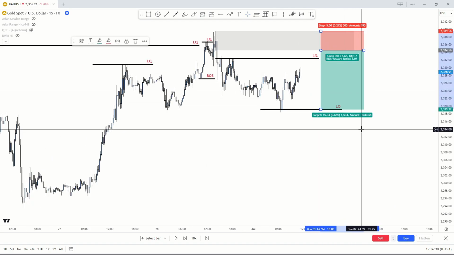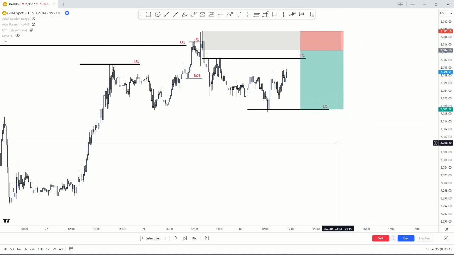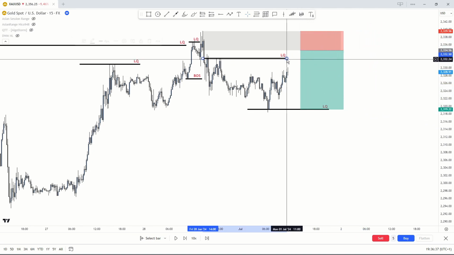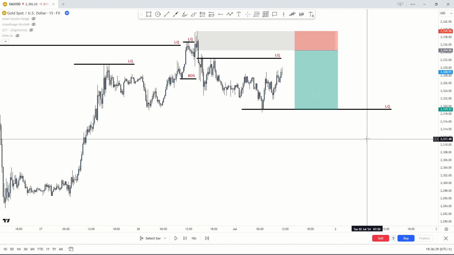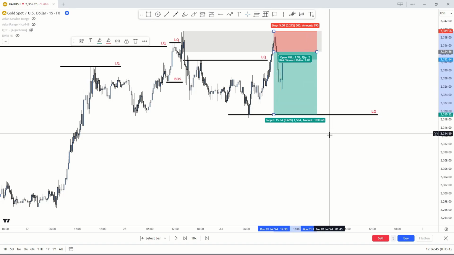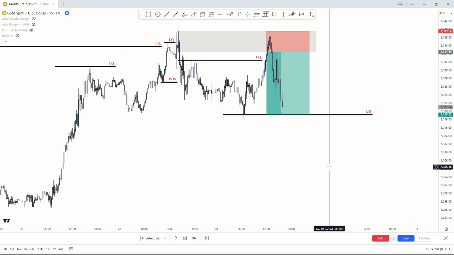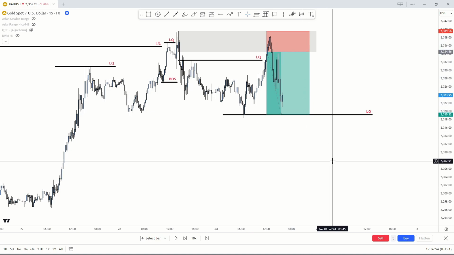So we're just going to mark this up. I'm going to set our limits just here, and we're going to let this play out. If I can just move all of this across. And now let's play this out. Bang, we get tapped in right there. And now price starts to do its thing. And there we go, we hit take profit for a nice 1 to 3 risk to reward, right where those equal lows are.